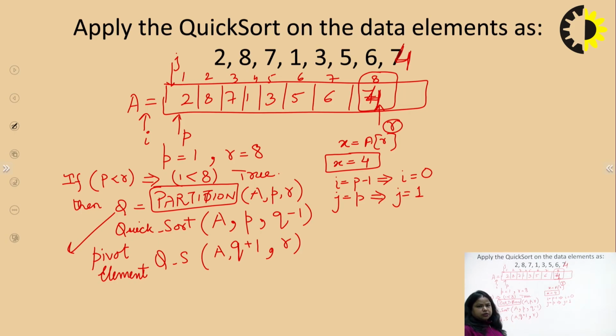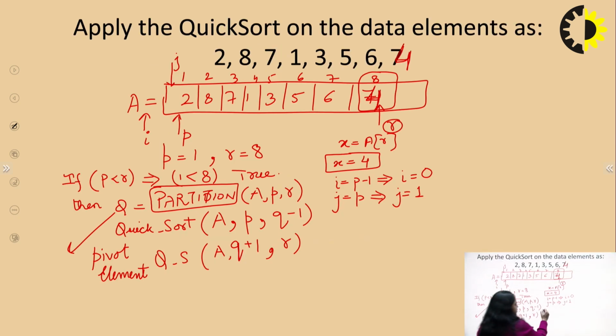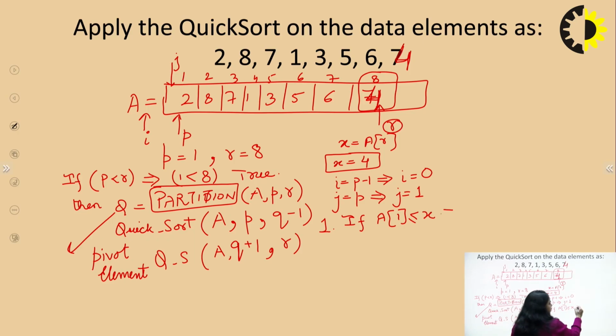Now on the basis of that we have to check if A of J is less than or equal to X. Now let's start step number 1. If A of J, J is 1, is less than or equal to X. What was X? That is equal to 4. So we can say A1, what is it? Then we have 2, right, which is less than or equal to 4. So 2 is less than or equal to 4, the condition is true.